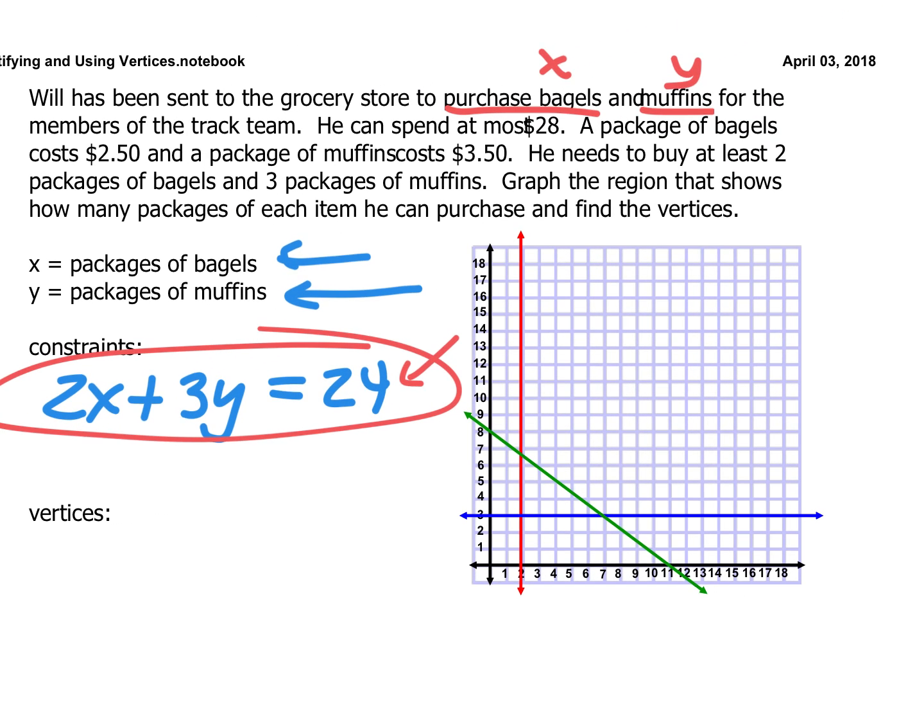Let's look at this one. He can spend at most $28. That sounds like a total. It's going to be 28. A package of bagels costs $2.50. That feels like the number that should go in front of the bagels. So instead of 2 here, it's actually 2.5.